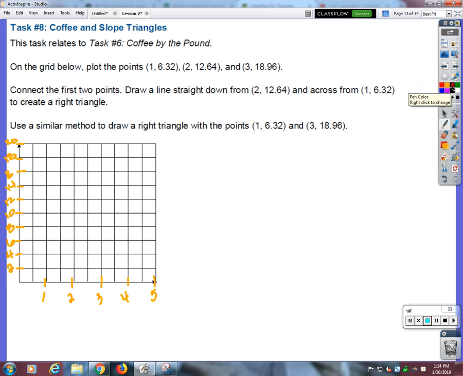Okay, then we just need to plot the point. So 1, 6.32. Let's see, in the middle is 7, so that's a little bit there. 2, 12.64. And 3, 18.96. Okay, got it.